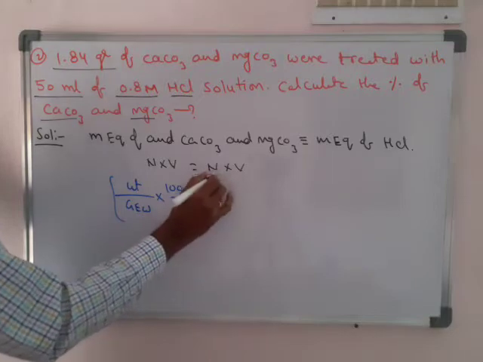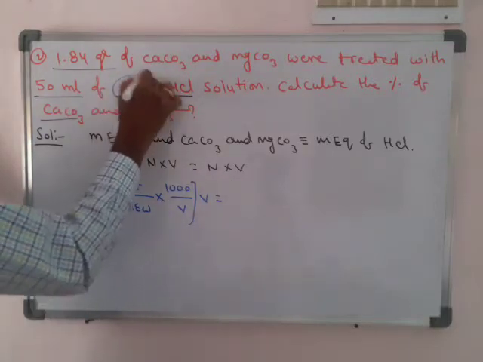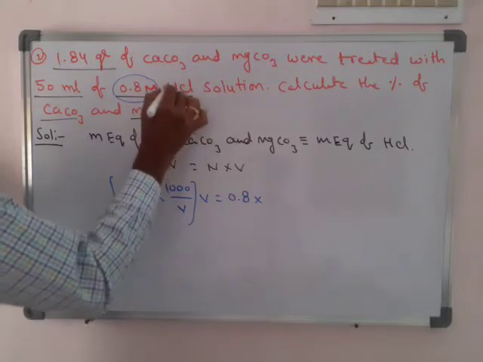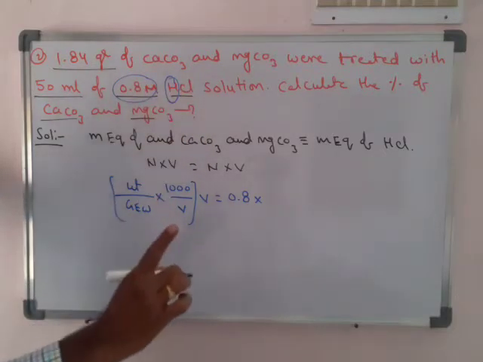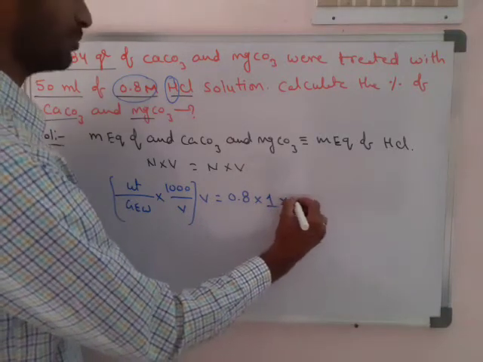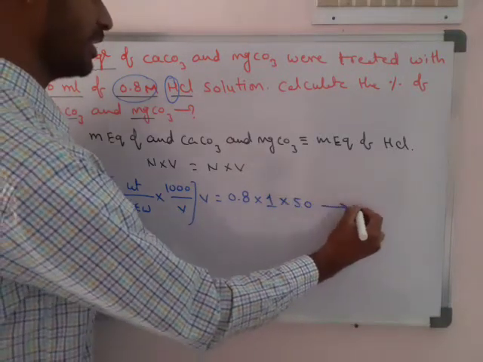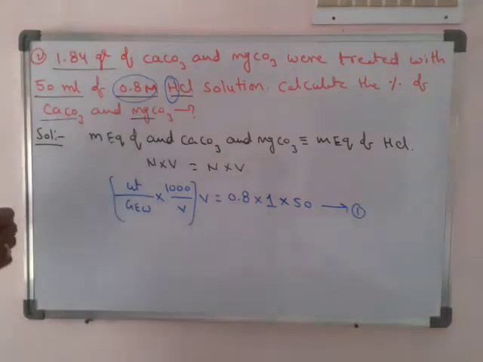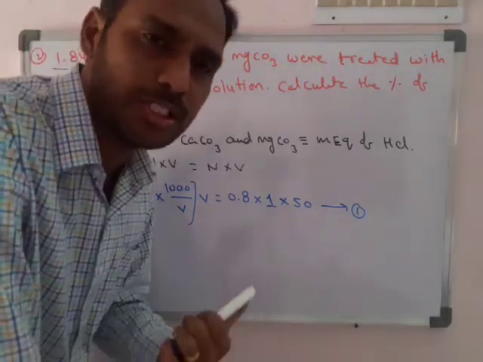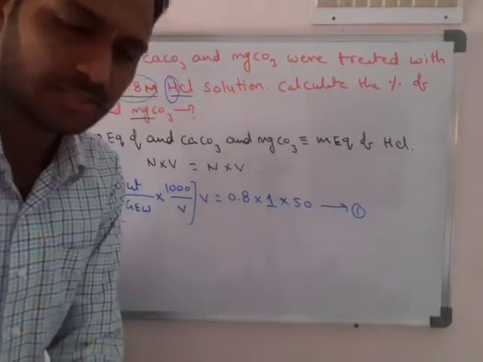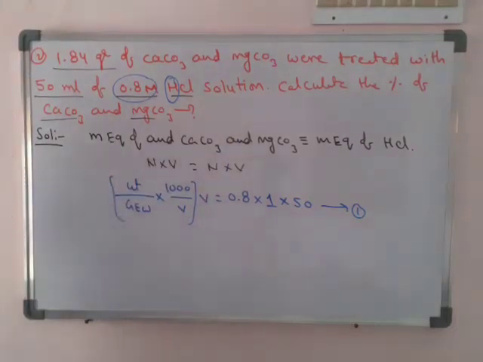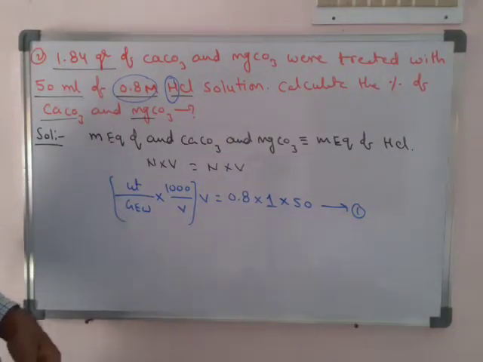So what is the normality of acid? Our normality of acid, 0.8 M molarity. What is the N factor? HCl is an acid. It can release 1 H plus as maximum. So its basicity is 1. What is the volume? It is given 50 milliliter. Say it is equation 1. Now we have to calculate the equivalent weight of that mixture. So mixture of compounds, same as H2SO4 for the SO3 model. ఇక్కడ కూడా CaCO3 and MgCO3 find out చేద్దాం.